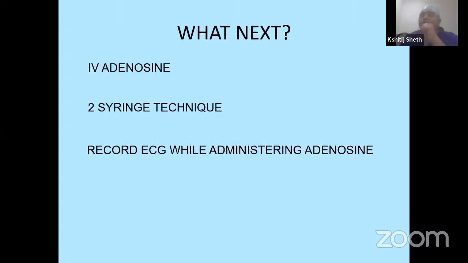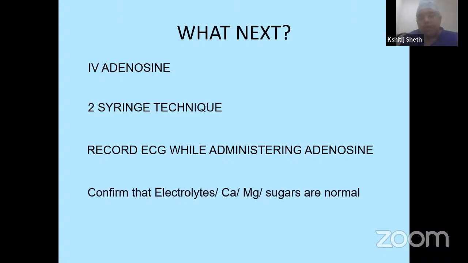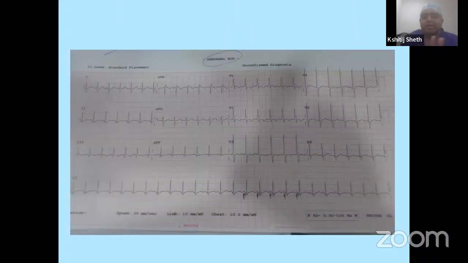It is important to record an ECG while giving adenosine. Adenosine itself can be therapeutic, but it can also give a lot of diagnostic information in the way the tachycardia ends. Also, while doing all this, you simultaneously correct the treatable causes like electrolyte abnormality, calcium, magnesium, sugar. All these have to be corrected simultaneously. And this is the ECG after giving adenosine. You see it is completely in sinus rhythm, and now you see the P waves are preceding the QRS complex. So this child was treated with adenosine.